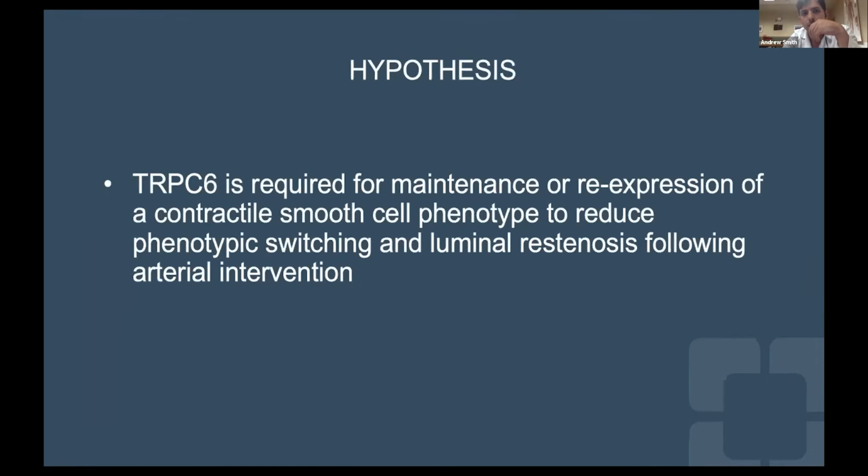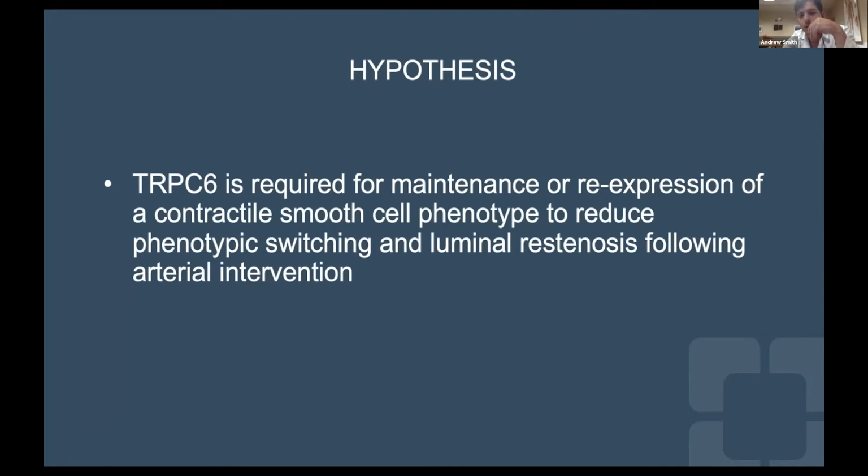These results suggested that TRP6 may have effects on arterial remodeling and the development of neointimal hyperplasia, aside from its effects on endothelial cell migration, and that TRP6 may actually have an effect on intrinsic smooth muscle cell phenotype. We therefore modified our hypothesis and posed that TRP6 is required for maintenance or re-expression of a contractile smooth muscle cell phenotype to reduce phenotypic switching and luminal restenosis following arterial intervention.